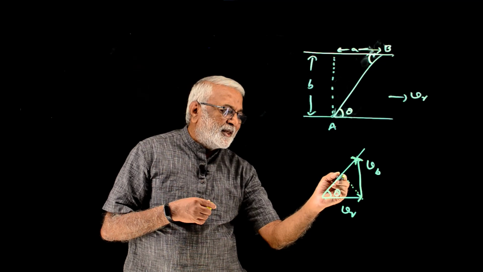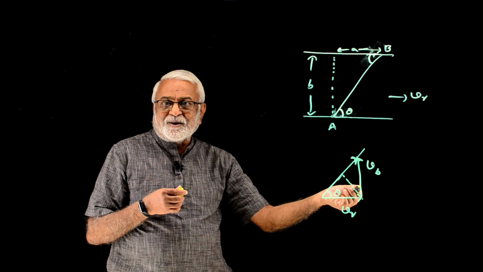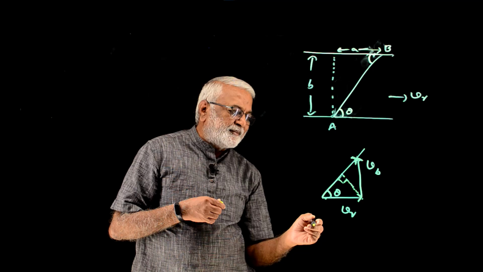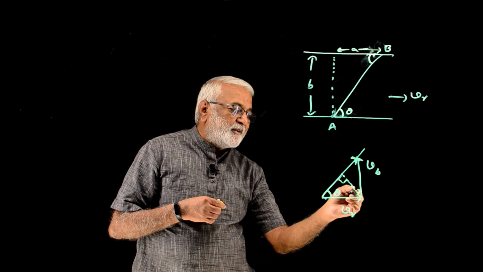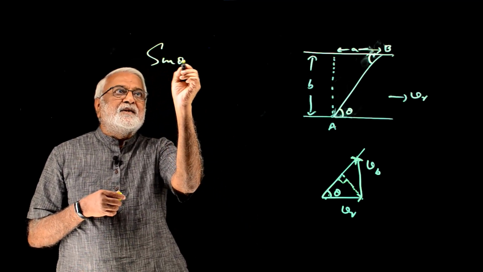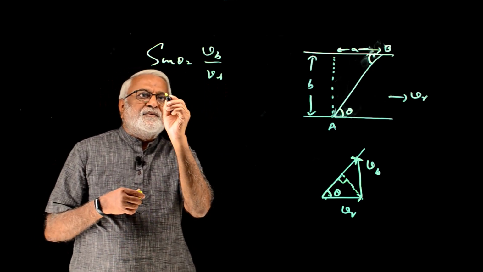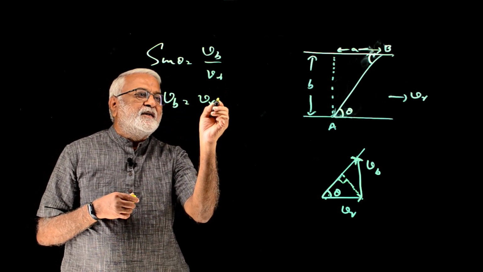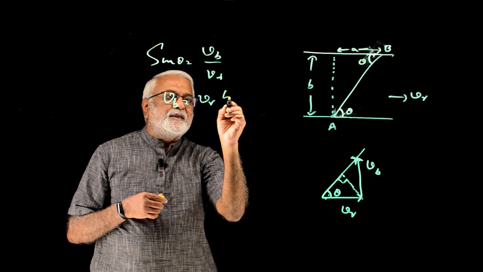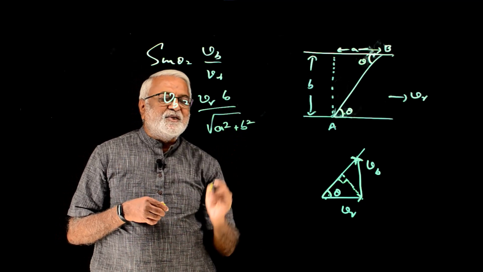Right? So we found the minimum value by just dropping a perpendicular, as simple as that. What do you see here? This is a right angle here, and this is VB minimum. So sin theta is VB minimum by VR, and so VB equals VR sin theta. This is theta. Sin theta is B by root of A squared plus B squared.